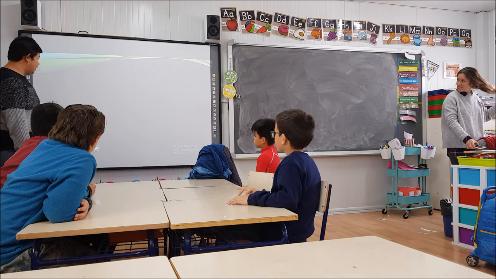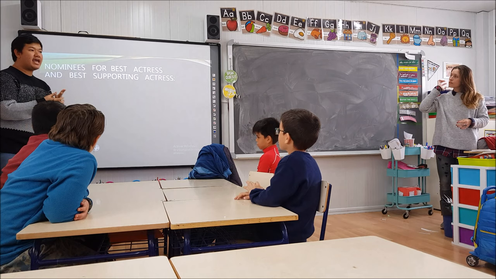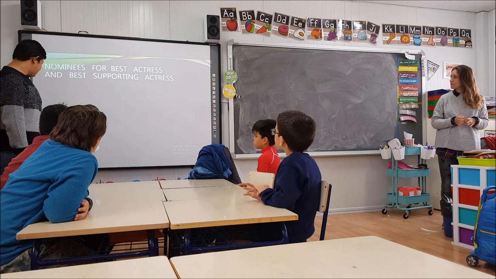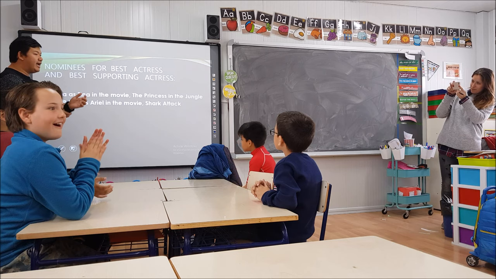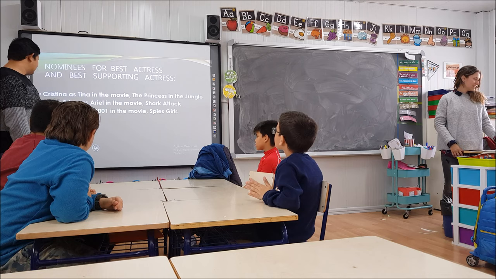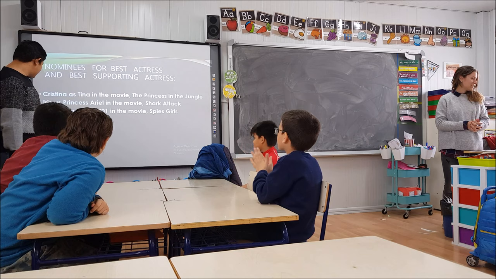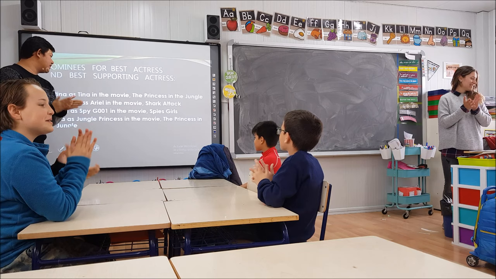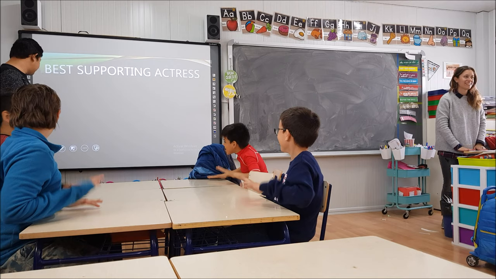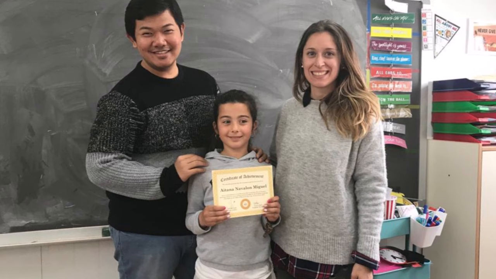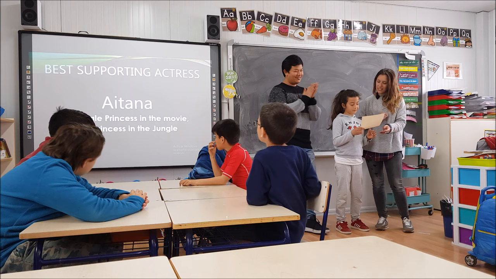These are the nominees for Best Actress and Best Supporting Actress. Best Actress. First nominee, Christina as Tina in the movie The Princess in the Jungle. Next, Iris as Princess Ariel in the movie Shanta. Daniela as Spice Girls in one of the movies Spice Girls. And Aitana as Princess in the movie The Princess in the Jungle. First, the Best Supporting Actress. Very good. Another round of applause.